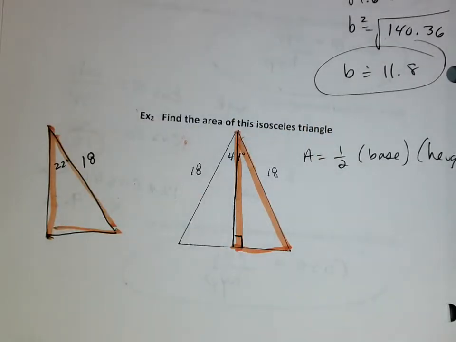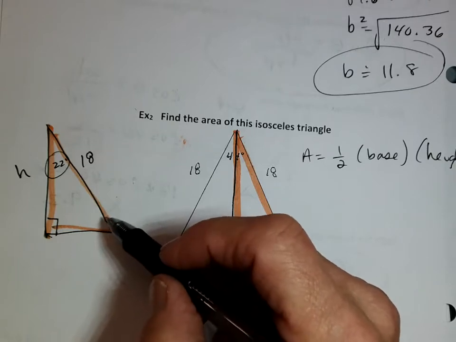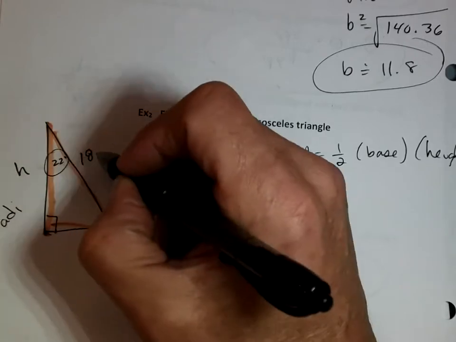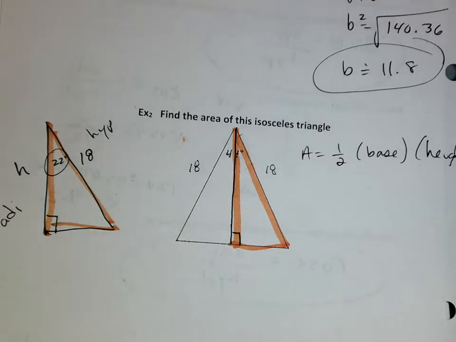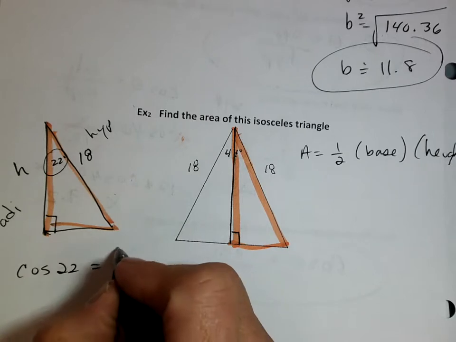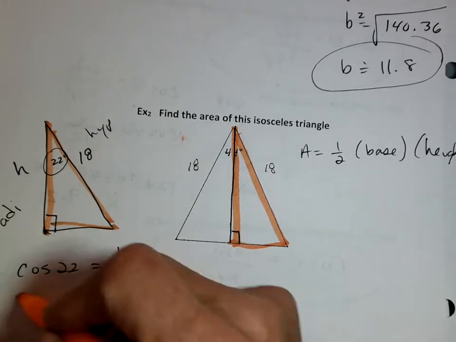I need the base and the height. So let's find the height first. Call it h. From my angle, let's do the 22. It's going to be adjacent and hypotenuse, right? Everybody agree with that? Yes. So if it's adjacent over hypotenuse, it's going to be cosine. So we'll set up cosine of 22 is equal to my adjacent over my hypotenuse, right? So I'm going to get the height of the triangle by multiplying up the 18.